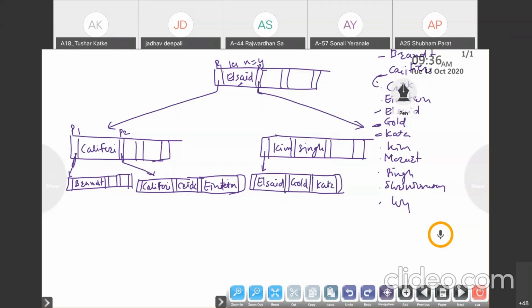Now this is pointer P1, and pointer P2 points to the records which are greater than or equal to Kim and less than Singh. So greater than or equal to Kim, it is Kim itself and Mozart, which are greater than or equal to Kim and less than Singh. So Kim and Singh.